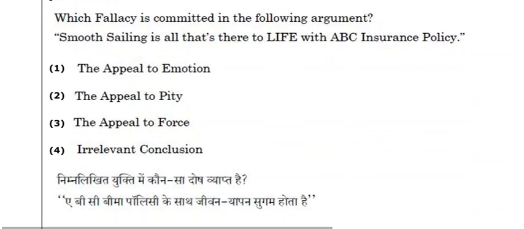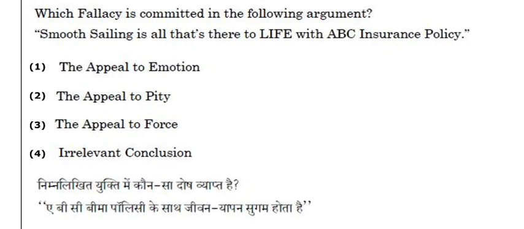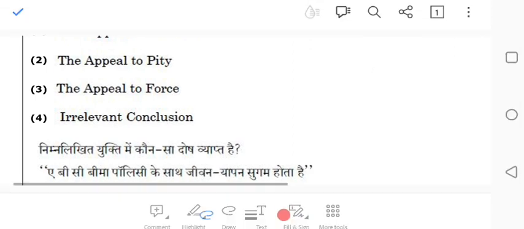Next, 27. Which fallacy is committed in the following argument? Smooth sailing is all that's there to life, LIFE in capital, with ABC in capital insurance policy. The appeal to emotion, the appeal to pity, the appeal to force, irrelevant conclusion. 27, the appeal to emotion will be correct.